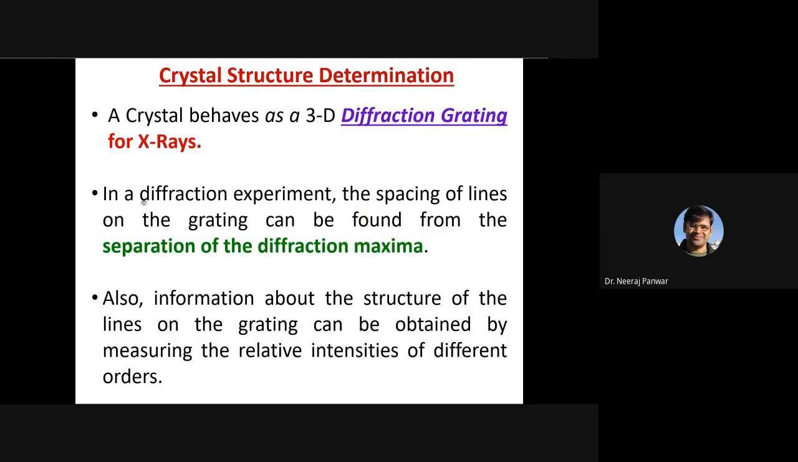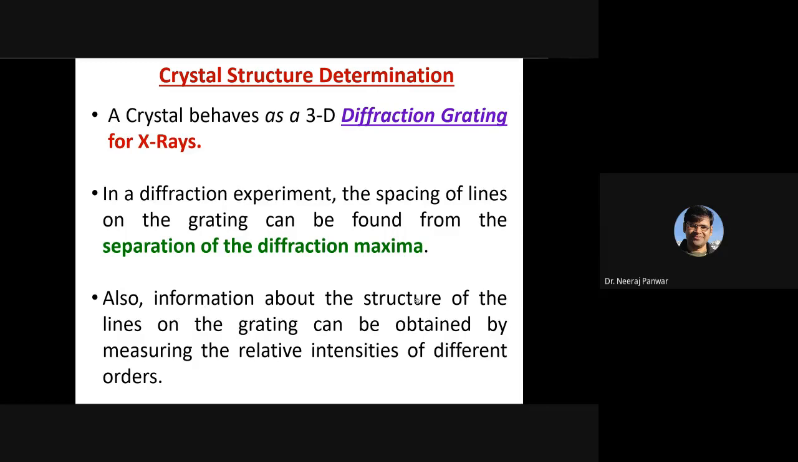In a diffraction experiment, the spacing of lines on the grating can be found from the separation of the diffraction maxima. If we observe the diffraction of visible light from a grating, we will see on the screen maxima, minima, maxima, minima, like this. By noting down the distance between consecutive maxima, we can calculate the spacing of lines on the grating.